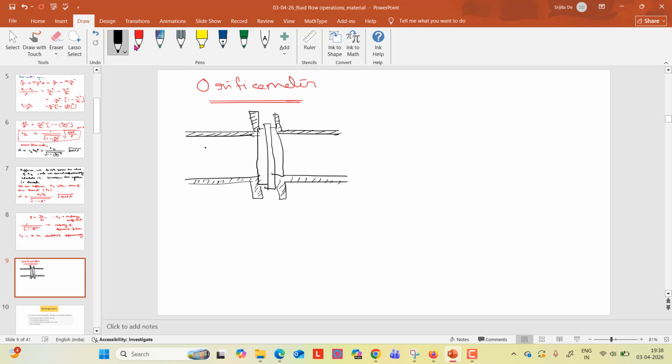So this is your inlet, right? So from here fluid is coming. Okay, so this is the D diameter, right? And in this region there is a block. Okay, so fluid is coming here. There is a constriction in this region, and fluid is going like this.